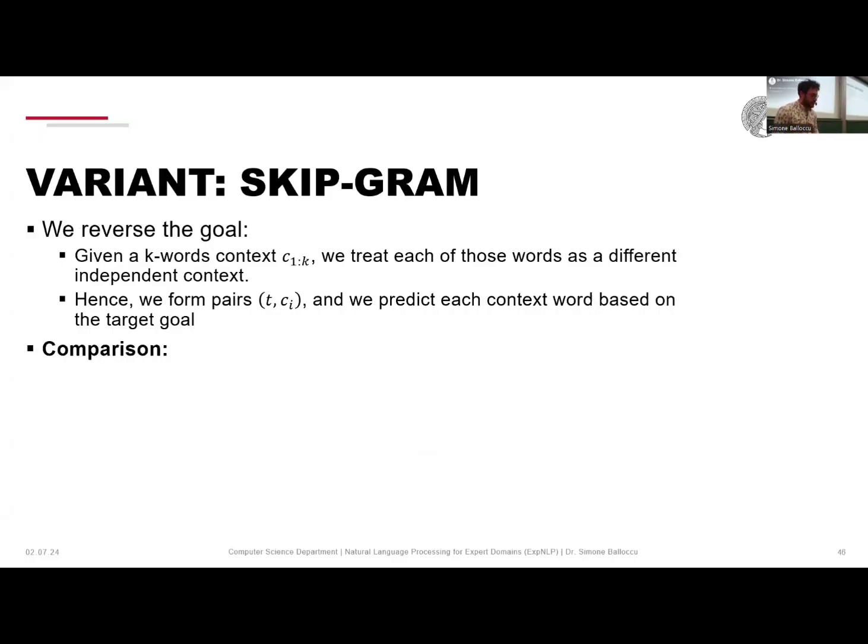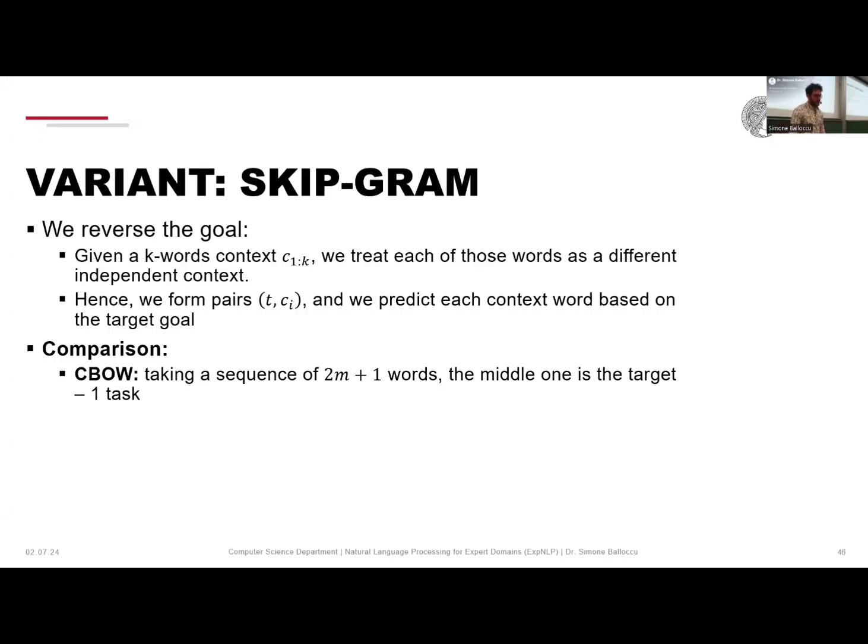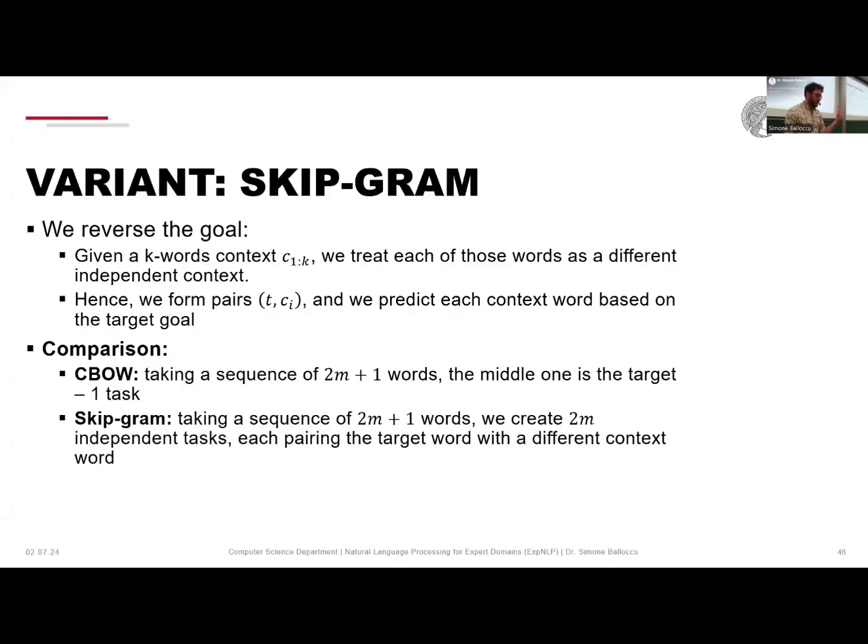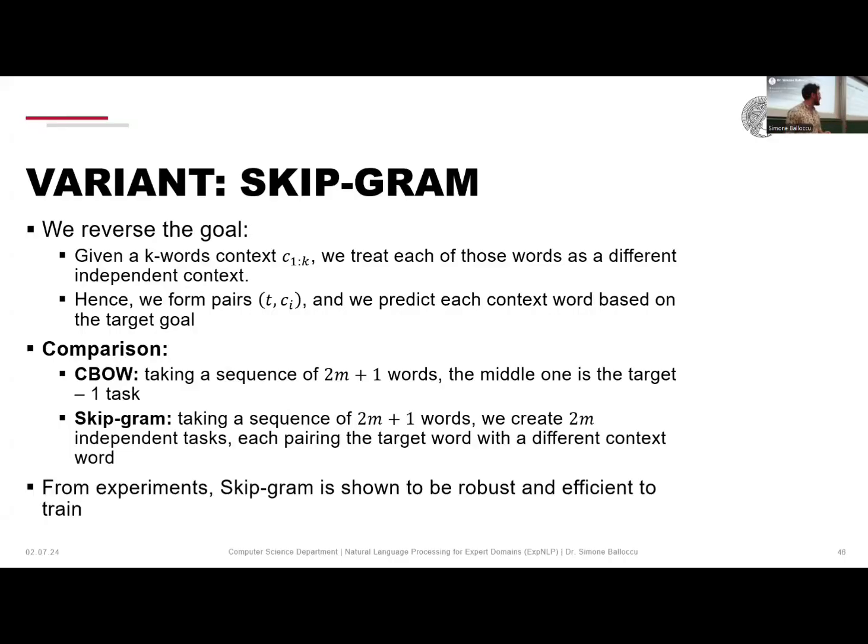For comparison, in CBOW, which is the one we saw before, we have a sequence of 2n plus 1 words, and the middle one is the target. So you have one task. Now we have the opposite. So we create 2n tasks, each one pairing the target word with a different context word. And from experiments, usually CBOW is used because it's very robust. It generalizes well. So that's good.